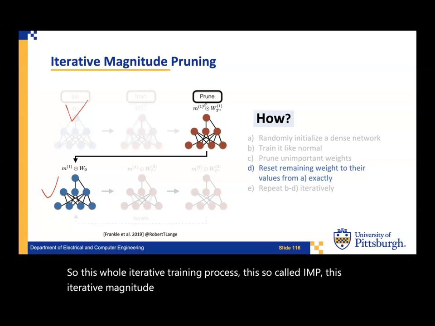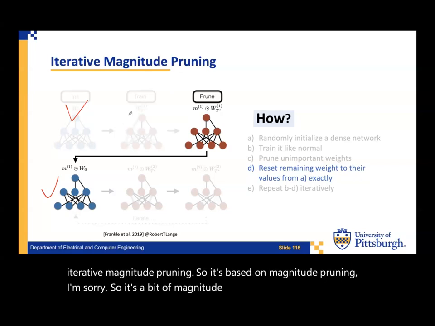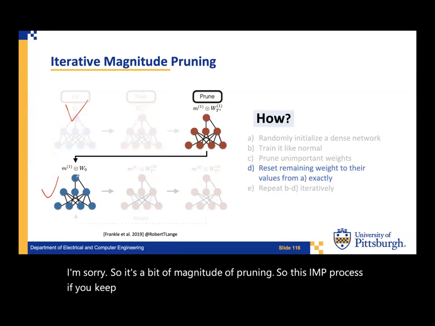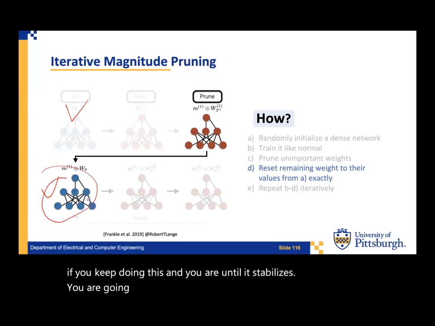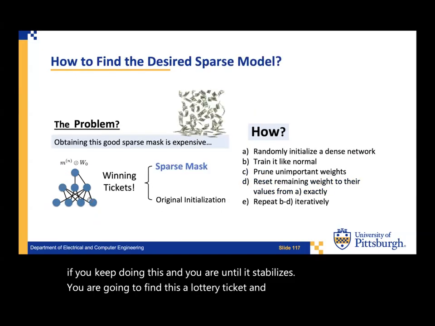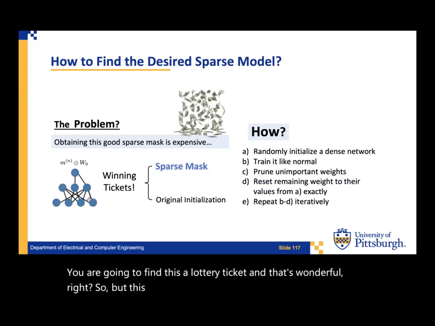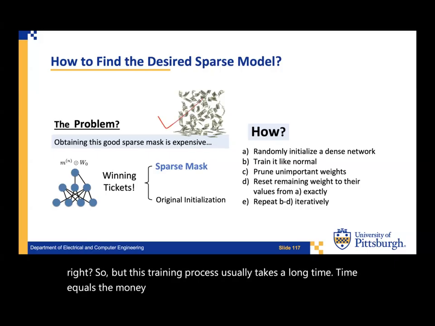it's based on magnitude pruning. So this IMP process, if you keep doing this until it stabilizes, you are going to find this lottery ticket, and that's wonderful, right? But this training process usually takes a long time. Time equals money, and literally, it takes a lot of server time to train this.